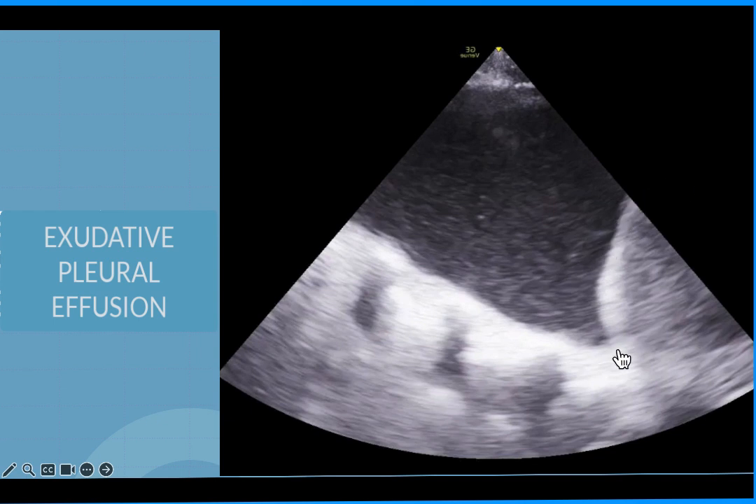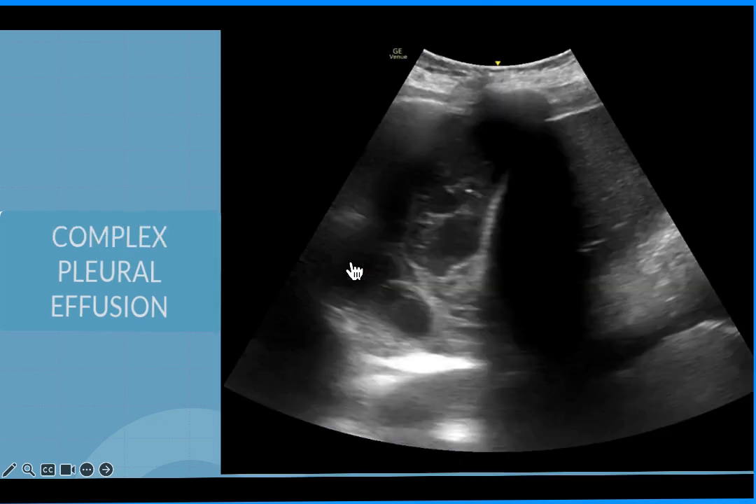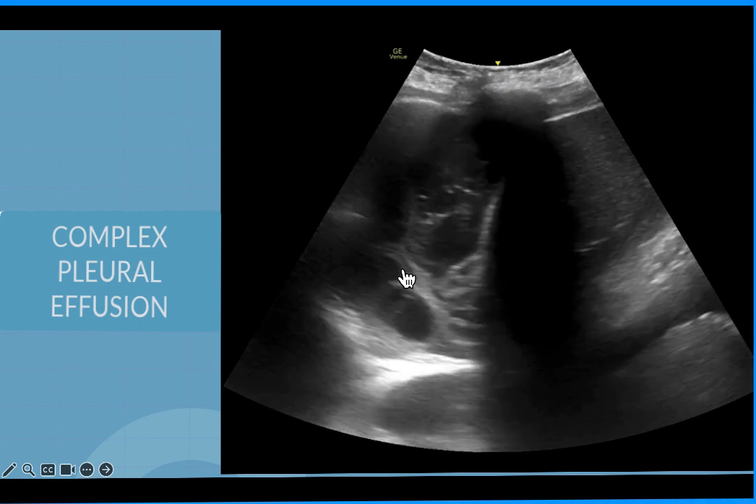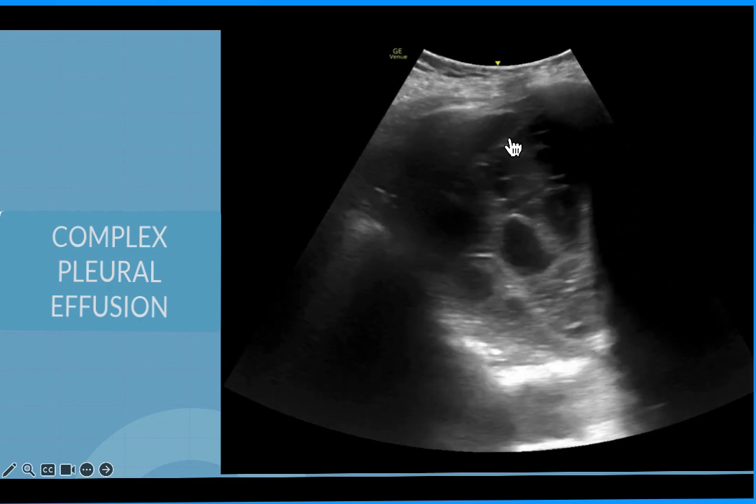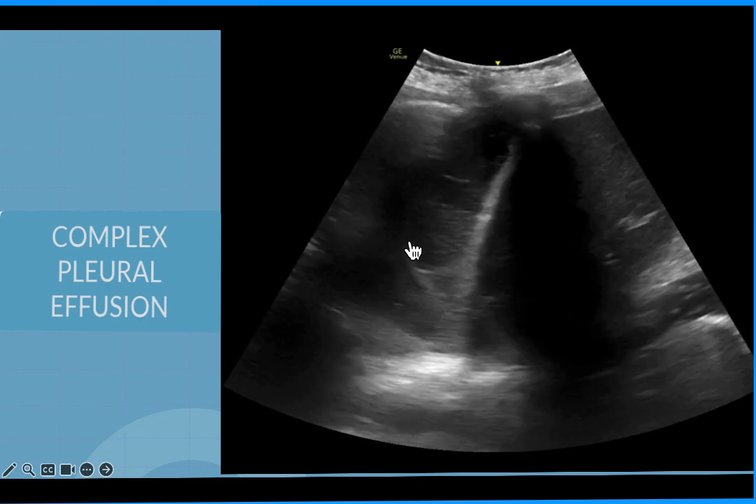So again, diaphragm. This nice hyperechoic thing that you're seeing is the spine. We're going to go over what the importance of that is. And now we've gone over simple, exudative and transudative pleural effusions. So now we're going to go over what a complex pleural effusion looks like. I mean, that looks nasty, right? Look at all these septae, all these different lobules. That is an example of what a complex pleural effusion looks like.